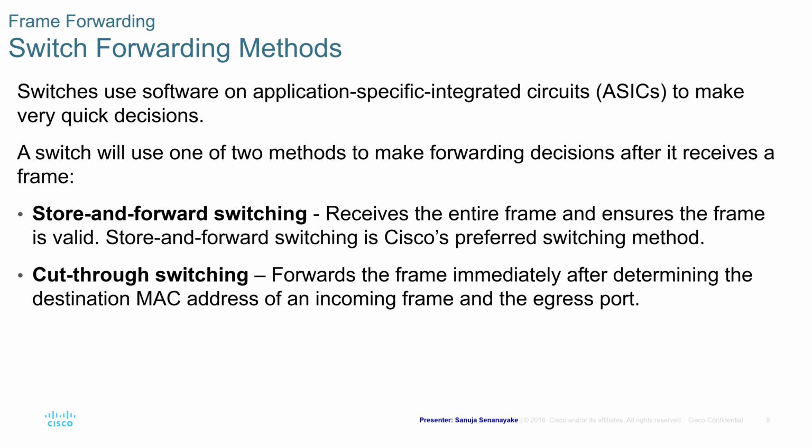Store and forward switching is Cisco's preferred method of switching. And then cut-through switching: basically, it forwards the frame immediately after determining the destination MAC address of an incoming frame, when it knows the egress port. As soon as the switch knows which egress port needs to be used, it just starts to send the packet out without making sure the frame is valid.